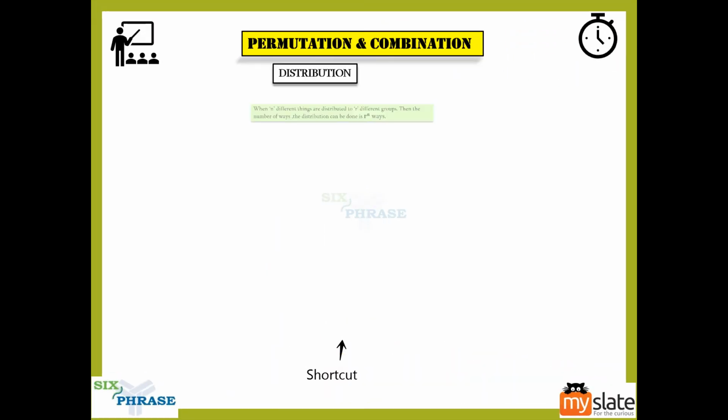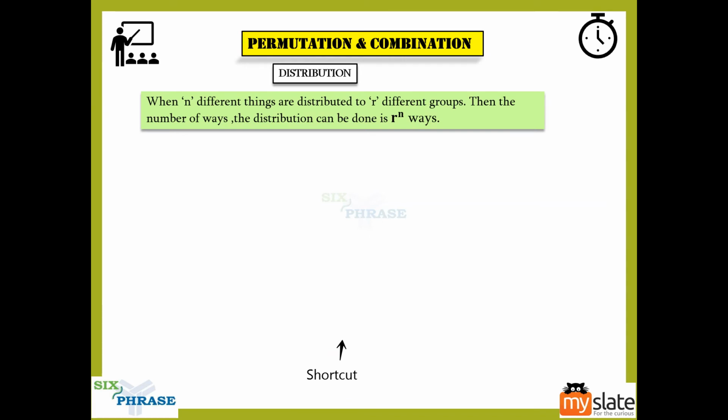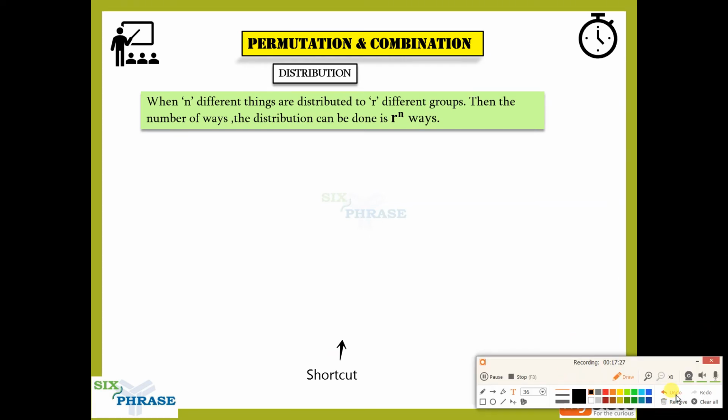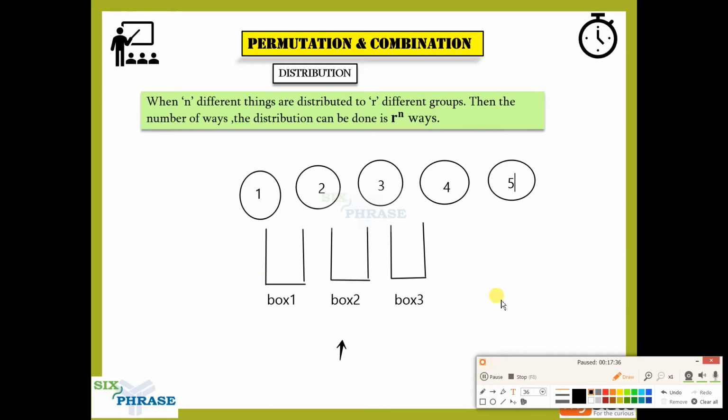Right. Distribution, a very important concept. Before we dive into what distribution is, I want you to understand the difference between permutation and distribution. Permutation, what is permutation? You guys know permutation, it is arrangement. Arrangement is what we call permutation.